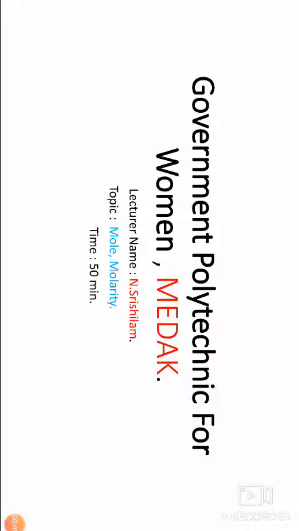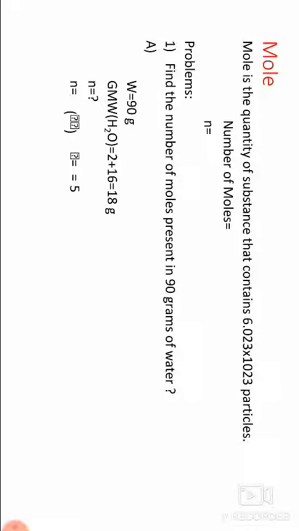Today's topic is mole and molarity. Mole definition: a mole is the quantity of substance that contains 6.023 × 10^23 particles. This mole concept is used in laboratories and industries in various chemical calculations.